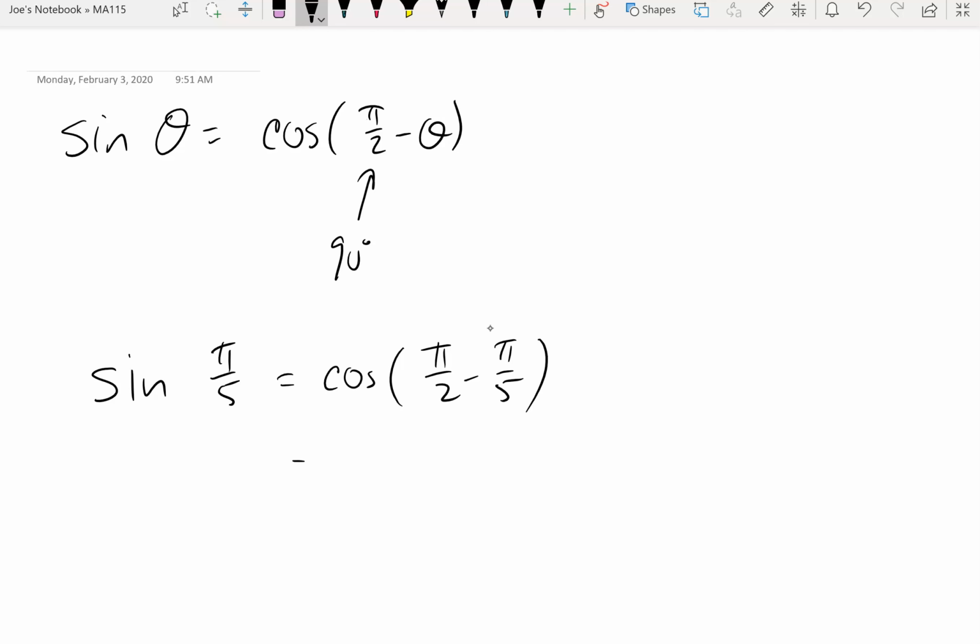And then you have to get a common denominator. So the common denominator here that works is tenths. So then you would have cosine of 3 pi over 10. And remember again, those co-function identities come about from the fact that the opposite side in the triangle for the angle is the same thing as its adjacent side for the complement. So that's where all those come from.